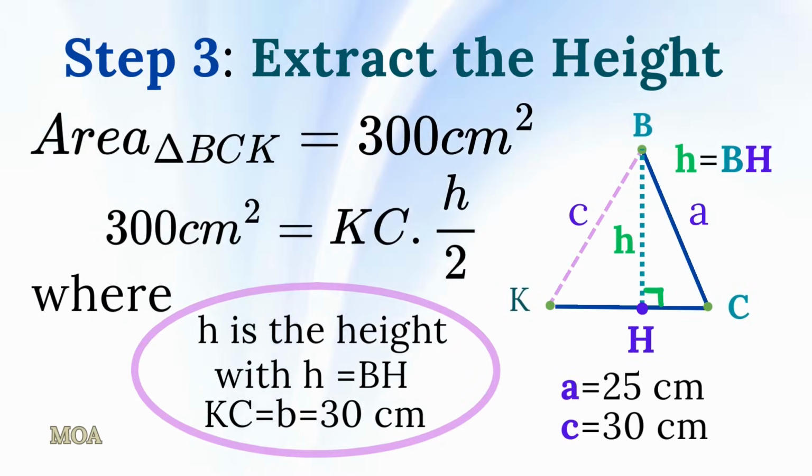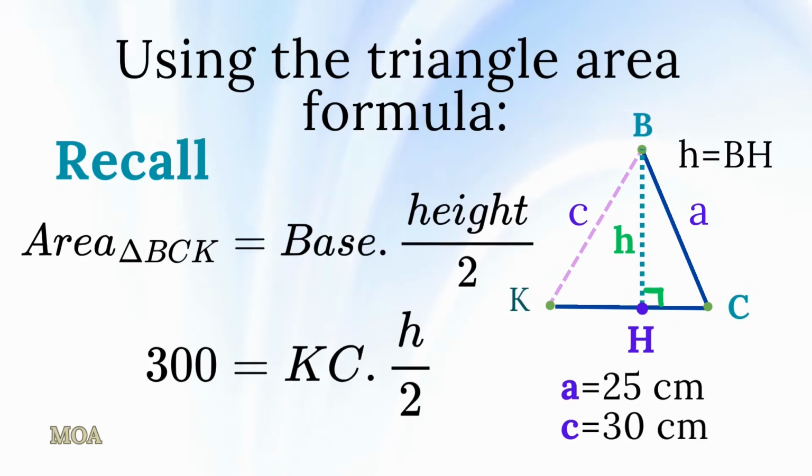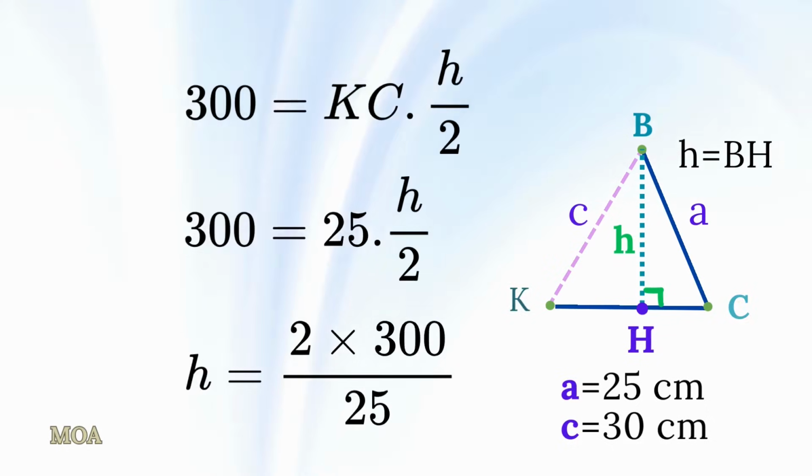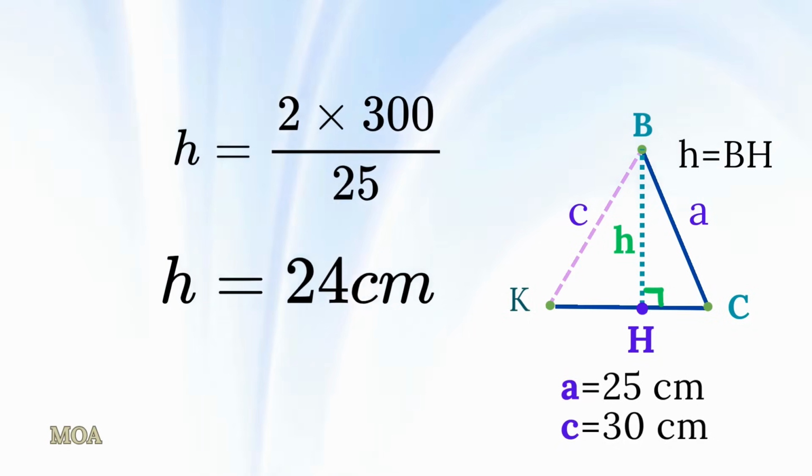Now, let us extract the height h. Triangle BCK has base KC equal to 25 centimeters, and its height is the same as the height of the trapezoid. Let's call this height h. Using the triangle area formula, 300 equals 25 times h divided by 2. Solving this, we get h equals 2 times 300 divided by 25, which gives h equals 24 centimeters. So, the height h is 24 centimeters.